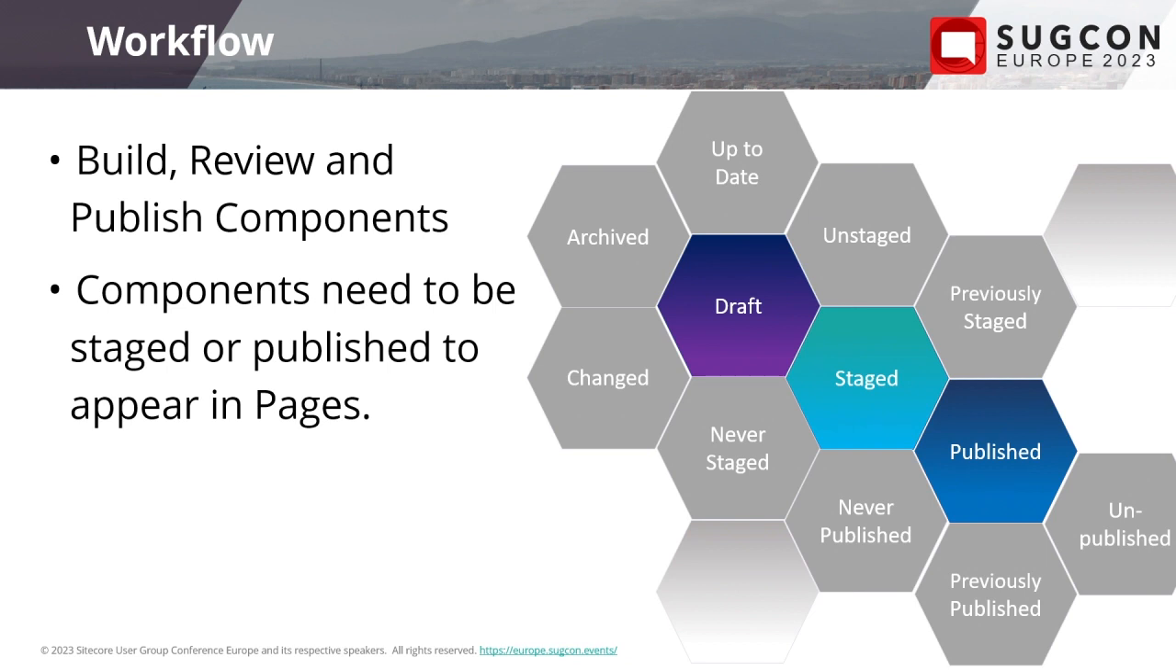So it comes into kind of a staged state, but we have a dedicated state for that, so it's previously staged, for example. So all of the gray tiles you see around the colored ones are the states in between when we move components between the different states. So you always know if a component has been published before, if it has been changed while it was published already, and so on. So all that is basically shown in that kind of workflow.